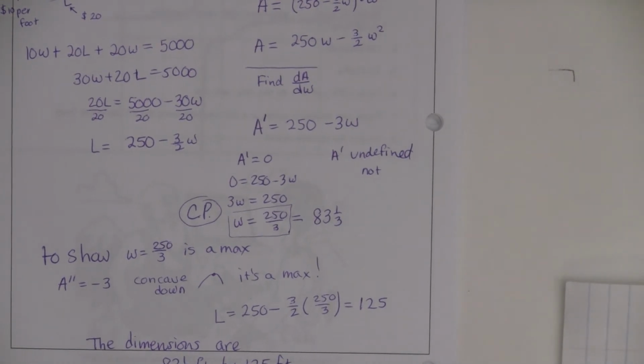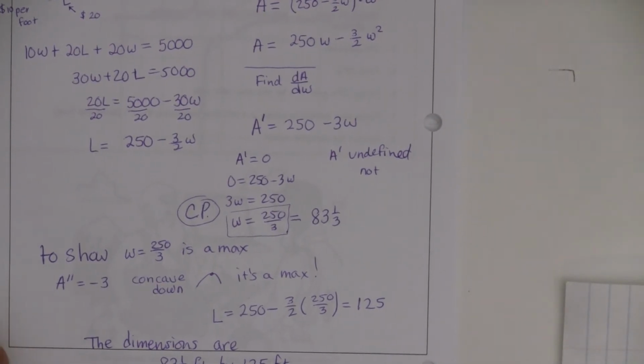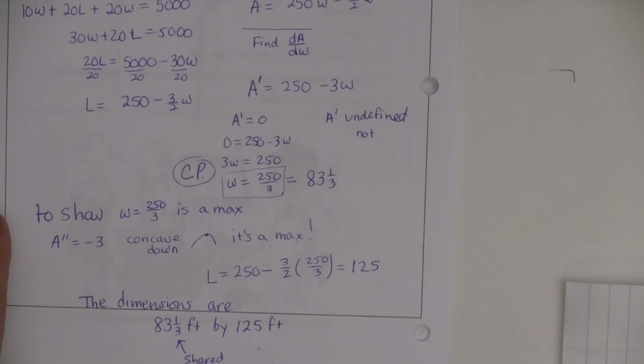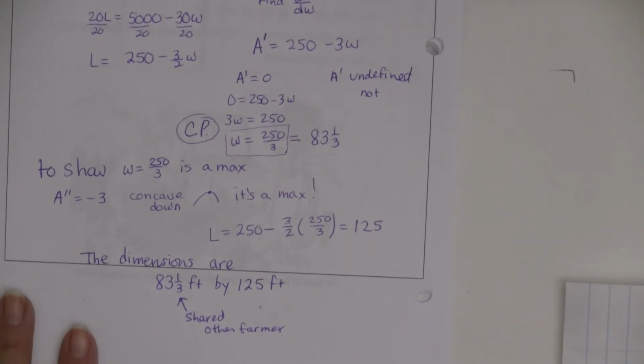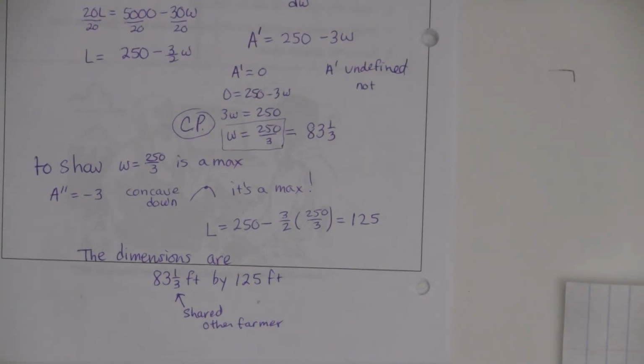Have I made it where you can't see that? Of course I have, because that's how it's rolling today. So the dimensions are, in that 250 over 3, I converted it into a mixed number, 83 1/3 feet by 125 feet. And then I just noted that that's the side that we were sharing with the other farmer. Okay, so that's problem 18, and we did a pretty nice job on it. We did our best anyway.